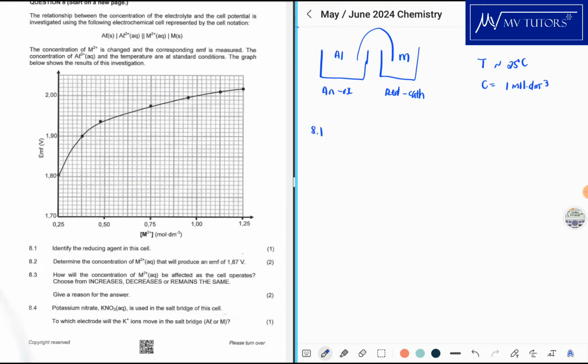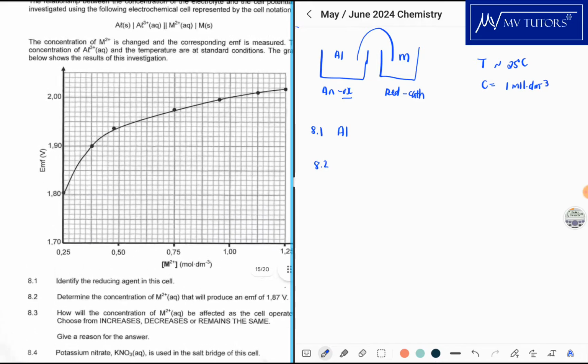So it says here, identify the reducing agent in the cell. The reducing agent is where oxidation occurs, so in this case, that would be aluminium. And then it says, determine the concentration of M2+ that will produce an EMF of 1,87.